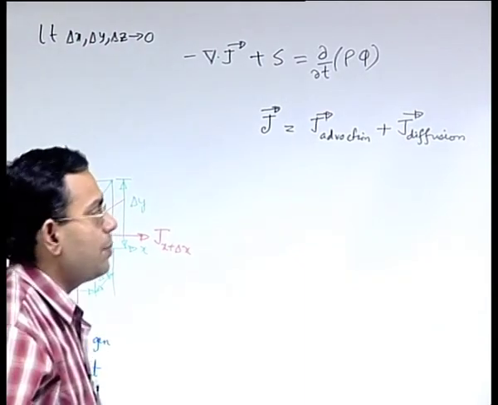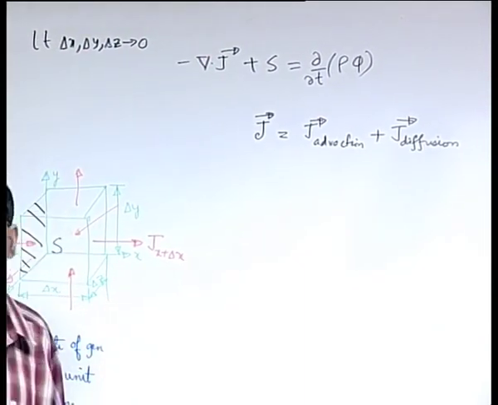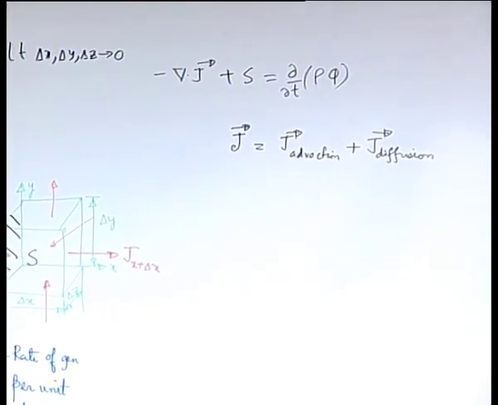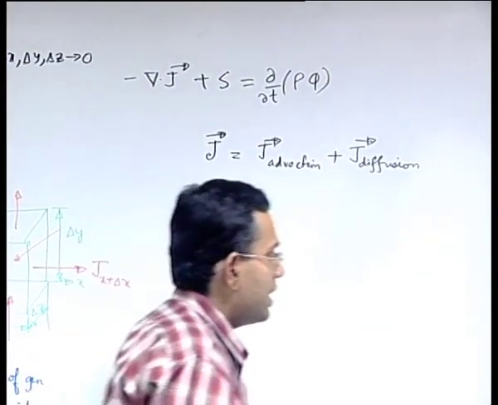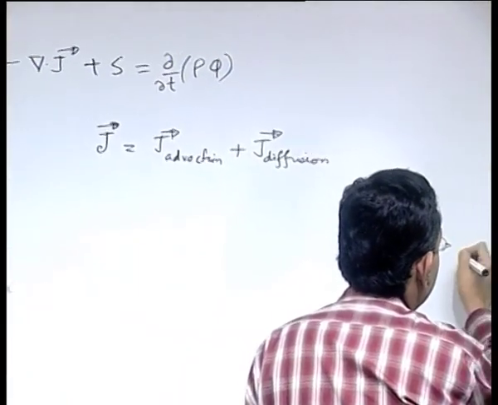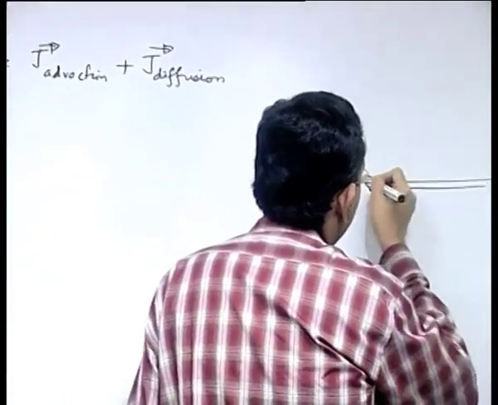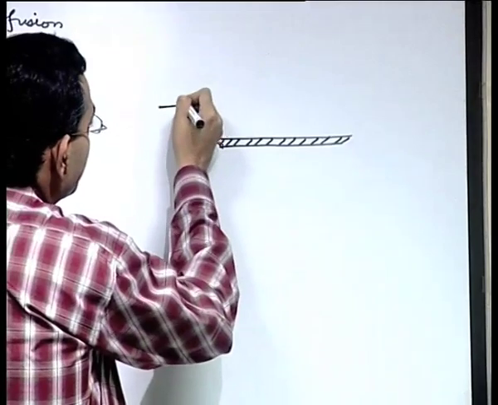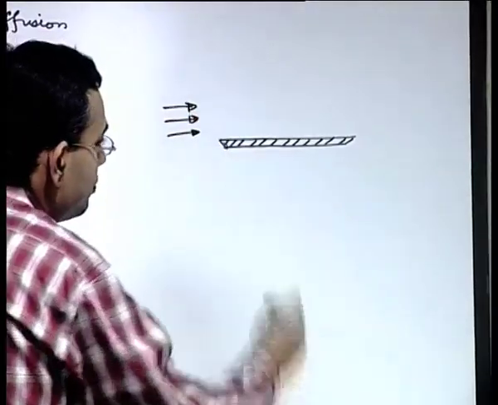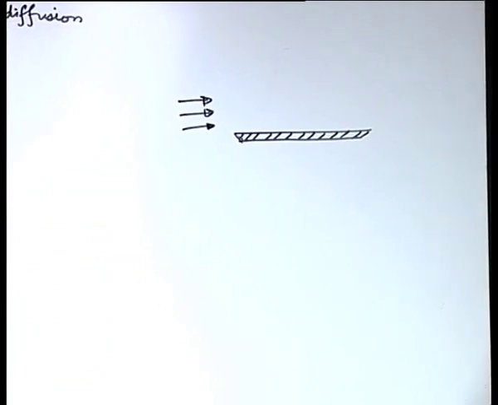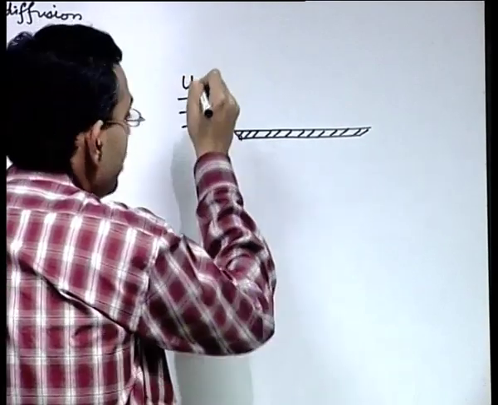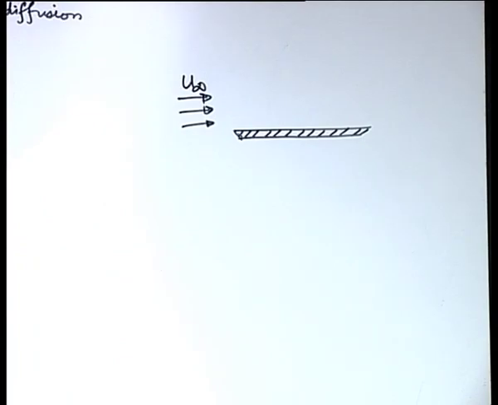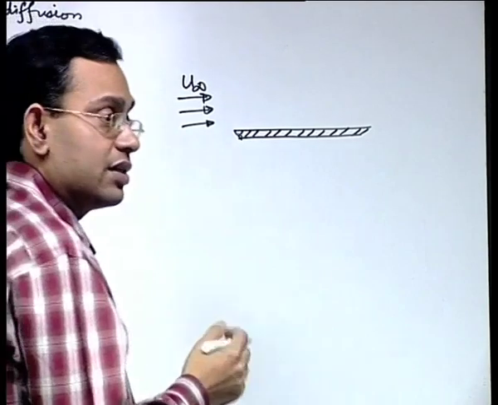Let us spend a couple of minutes to understand what we mean by advection and what we mean by diffusion. So, let us say that you have the classical example of boundary layer development on a flat plate. So, you have a fluid coming from far stream with a uniform velocity, say u infinity. Let us say that this plate is a heated plate and this is a cold fluid.